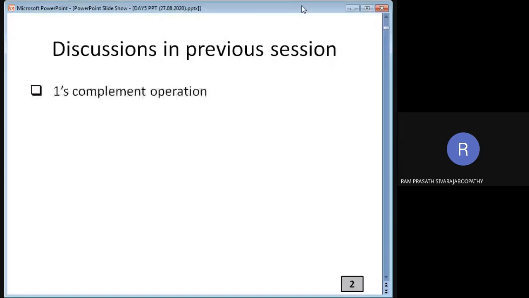So in the previous session, we have discussed about the ones complement operation, then twos complement operation we have discussed. So how will you perform ones complement operation and twos complement operation? Can you type it in the chat box?